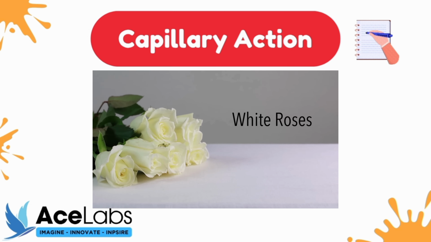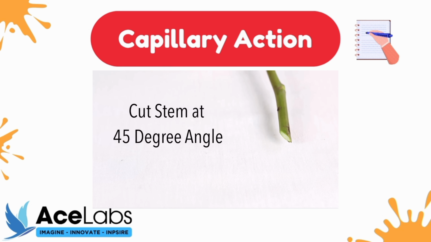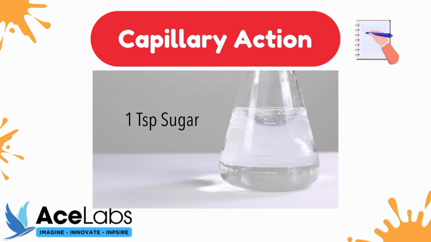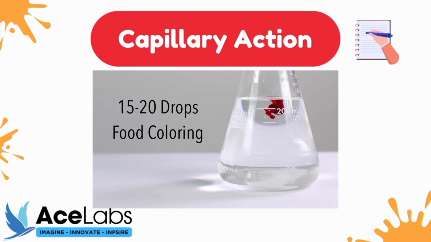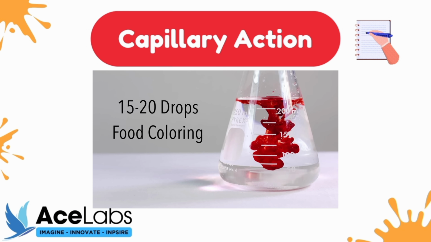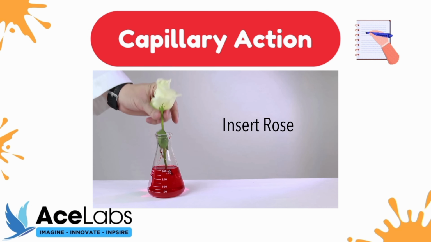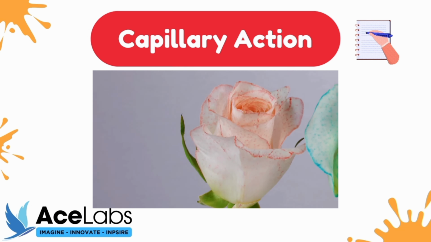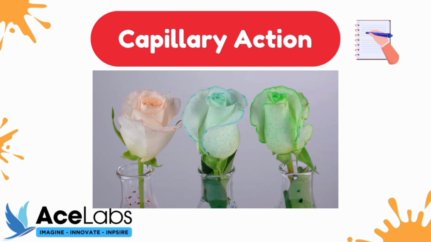Take some white roses, cut the stems at a 45-degree angle, add water in a beaker or any jar, add some food colors. You can add any color: red, green, yellow. Now insert a flower. Do the same thing with the other flowers with different colors.